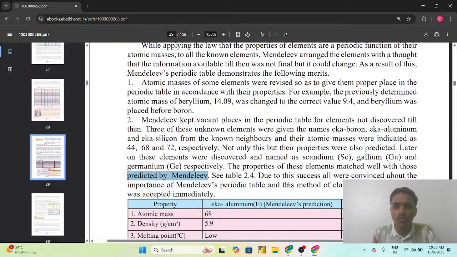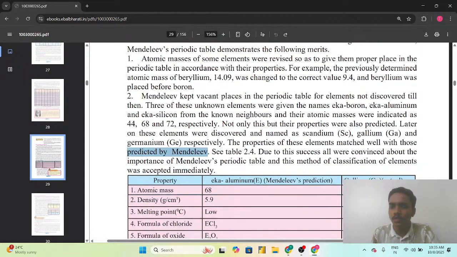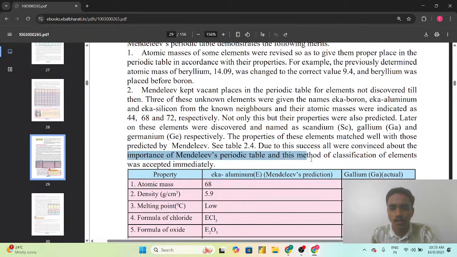The properties of these elements matched well with those predicted by Mendeleev. See table 2.4. Due to this success, all were convinced of the importance of Mendeleev's periodic table, and this method of classification of elements was accepted immediately.